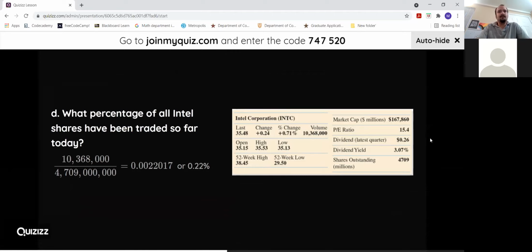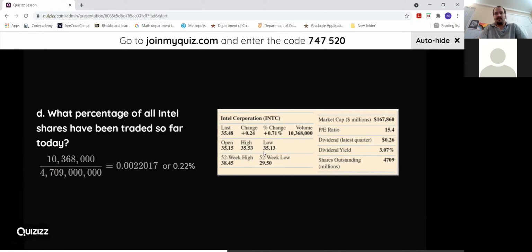Okay. It is not very much. We're trading what, 10 million out of 407 out of 4 billion. It's not going to be very much. Almost 5 billion.